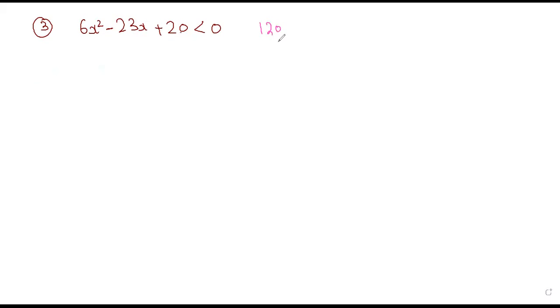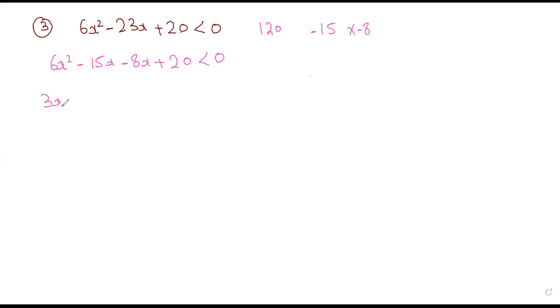So we need two numbers such that when we multiply them, we get 120, and when we add or subtract them, we get 23. Please think about the factors. 20 and 3, 20 minus 3. 15 into 8. Okay, very good. So when I multiply 15 and 8, I would get 120. So I can do minus 15 and minus 8, and that would give you minus 23. Very well done. Excellent. So 6x squared minus 15x minus 8x plus 20 is less than 0.